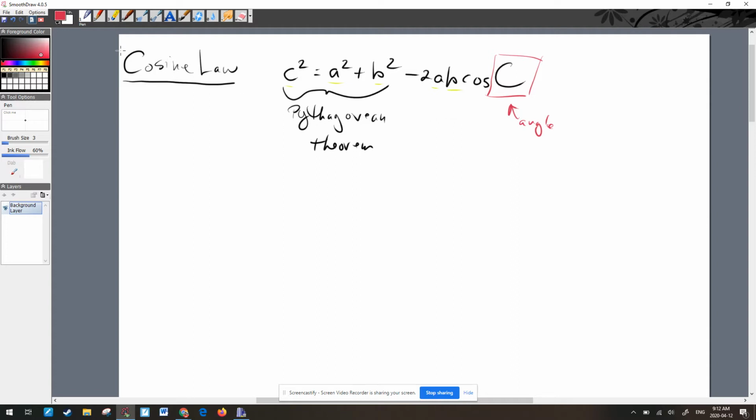We can use cosine law to find both unknown angles as well as unknown side lengths, but there are only certain circumstances where you're eligible to use this, as well as certain circumstances where we're eligible to use sine law. After this lesson, the next lesson I'm going to show you a decision tree that will let you decide what law you need on what triangle. But for now, we're just going to look at the mechanics of cosine law.